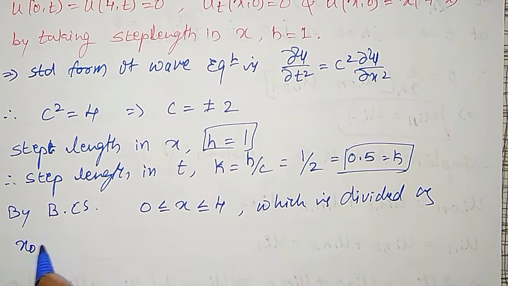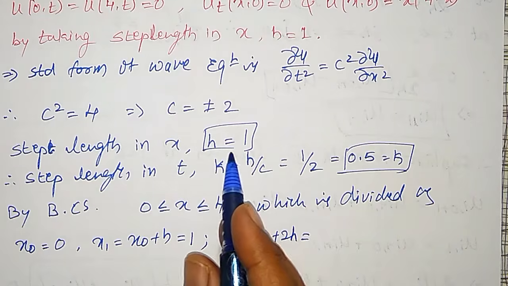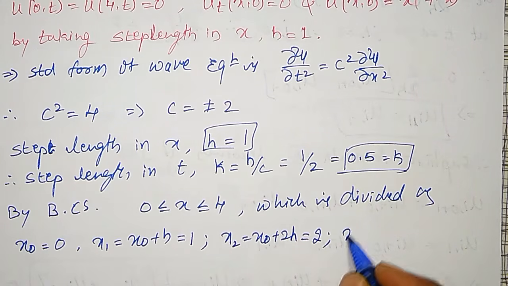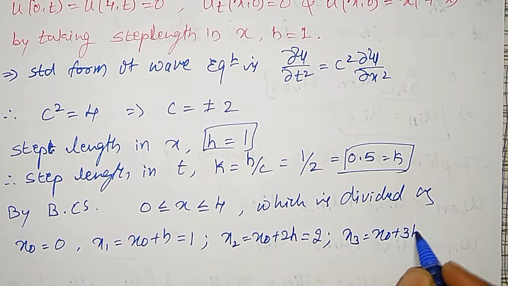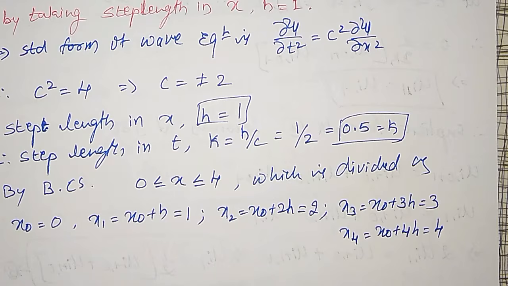as x0 = 0, then x1 = x0 + h. My x0 value is 0, h value is 1, therefore x1 = 1. Next, x2 = x0 + 2h, x0 is 0, 2 times h is 2. And x3 = x0 + 3h, that is equal to 3. And x4 = x0 + 4h, which is equal to 4. Therefore, 0, 1, 2, 3, 4 are the divided parts. Like that, t also I will divide up to t4 only.